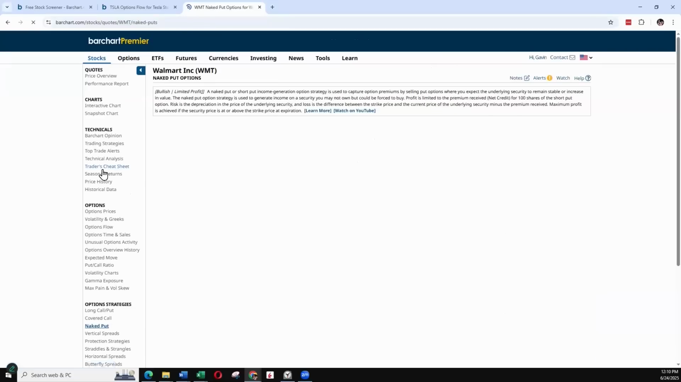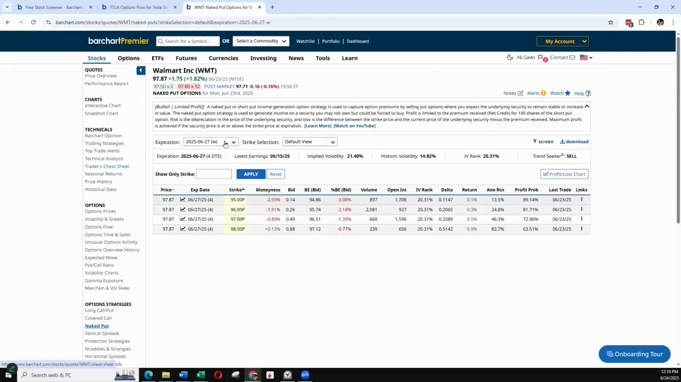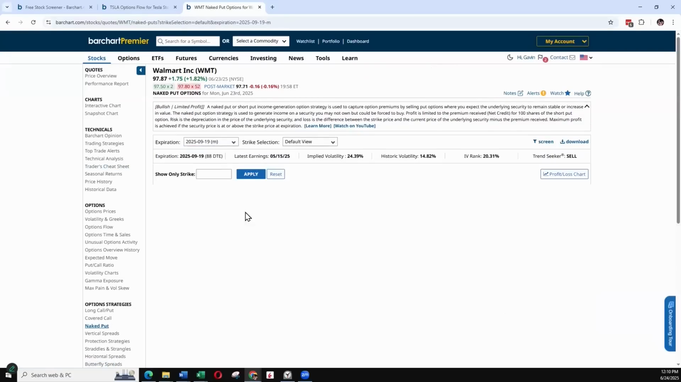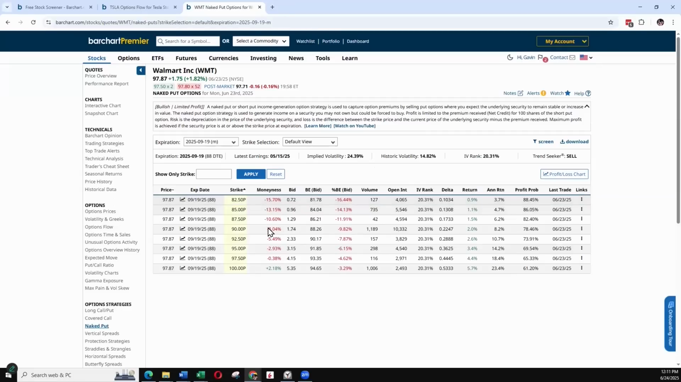But let's have a look. So on our naked put screener, I'm going to first just change to September expiration. And from here, if I look at the 90 strike put, we're going to be generating about $1.74, and the return is about 2% in just under 3 months, or about 8% annualized. That's a little bit low. So to be honest, I'd probably move into this strike, the 92.50, which is inside that expected move, but I'm generating a 10% annualized return if it expires worthless.